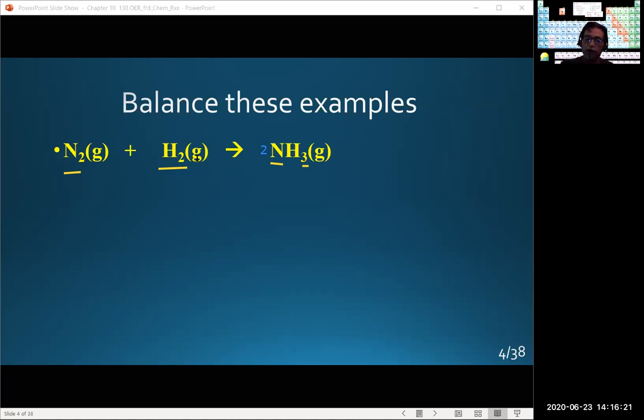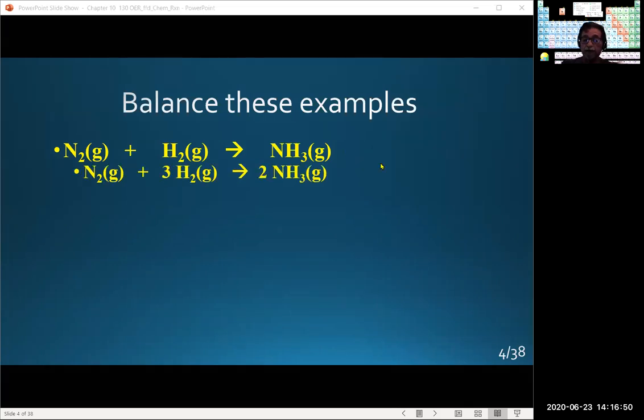No problem. What if I go back to hydrogen right there, and maybe I put a 3 there? Let's take a look at that. Now I got 6 hydrogens as reactants, 6 hydrogens as products. I got 2 nitrogens as a reactant and 2 nitrogens as ammonia. Looks pretty balanced. Okay. Let's clear that. And sure enough, we got a balanced chemical equation.